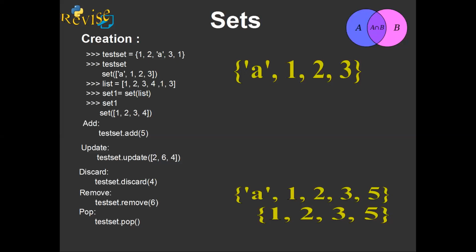Then you can use the pop function, so it pops off the first element. A got popped out. Or you can use the clear function, so it clears the whole set. You get an empty set after the clear function. This is about normal set operations.